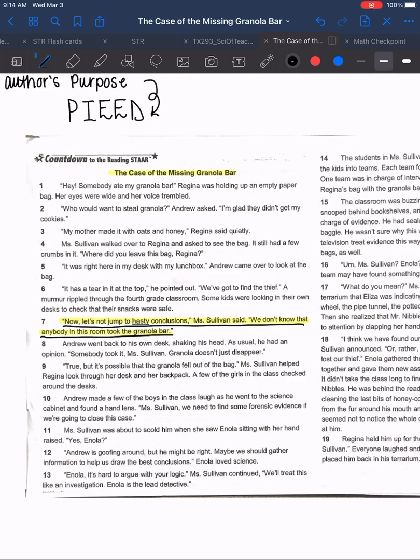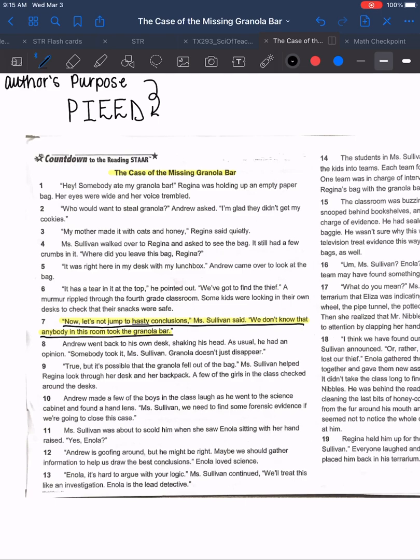Miss Sullivan was about to scold him when she saw Enola sitting with her hand raised. Yes, Enola? Andrew is goofing around, but he might be right. Maybe we should gather information and help us draw the best conclusions. Enola loved science. Enola, it's hard to argue with your logic, Miss Sullivan continued. We'll treat this like an investigation. Enola is the lead detective.